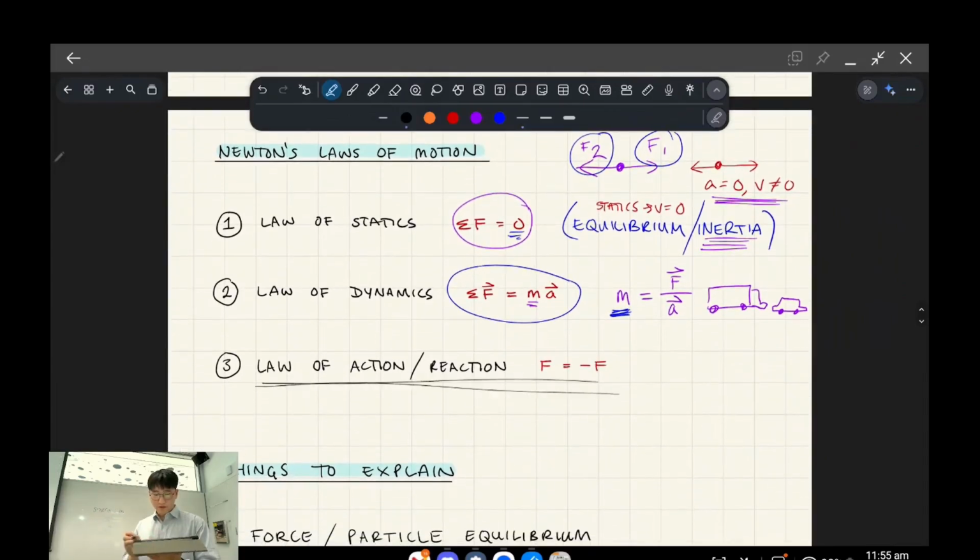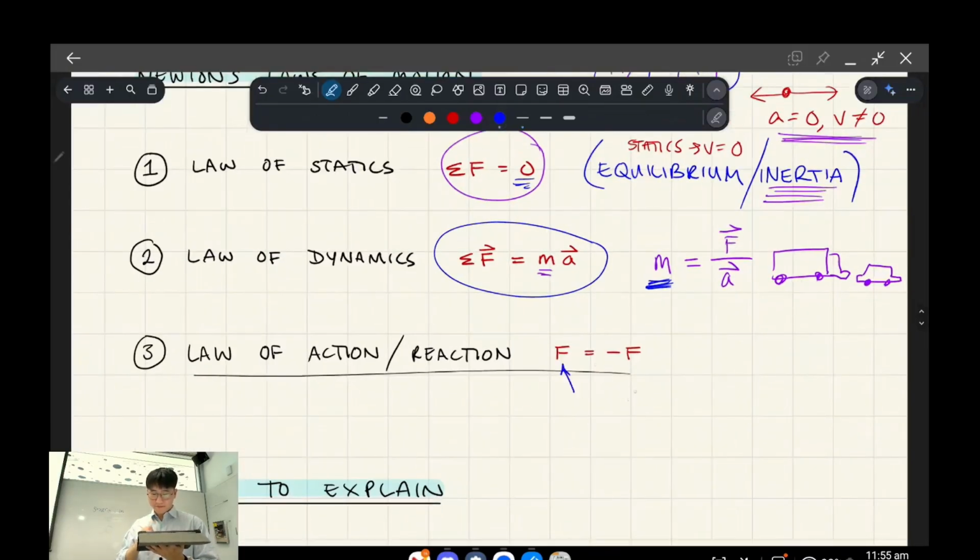And the third is the law of action and reaction. So if I push against this desk, it's pushing back at me with a reaction, is what it's called. So you can describe this part as an action, and then an equal and opposite reaction going the other way.